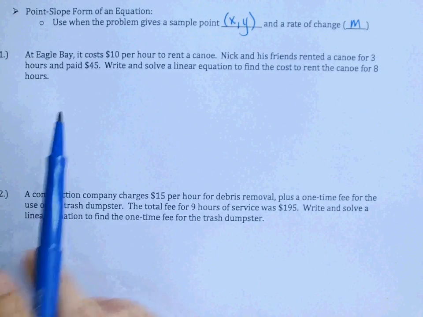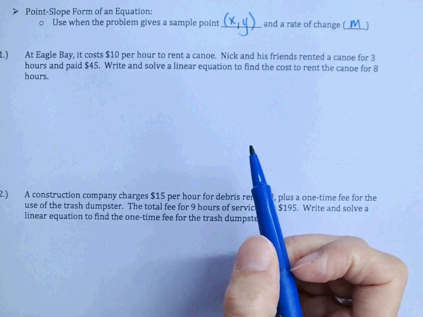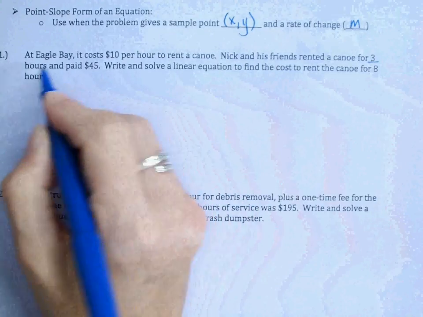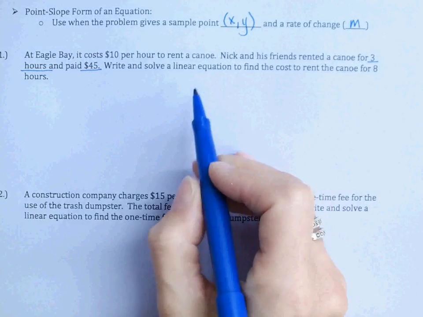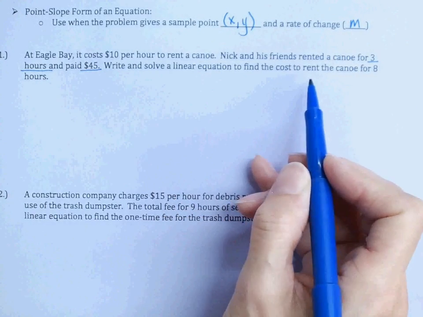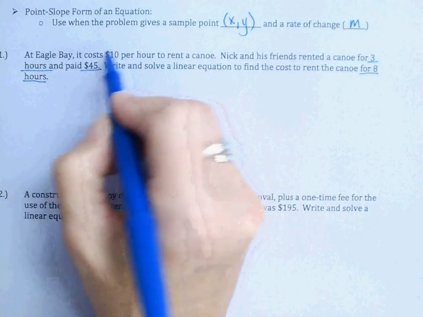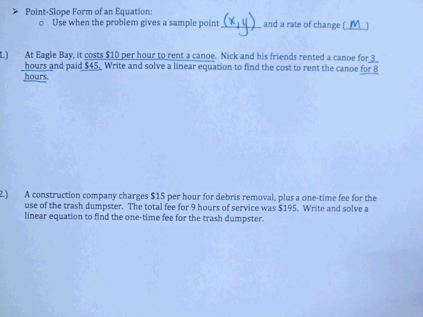At Eagle Bay, it costs $10 per hour to rent a canoe. Nick and his friends rented a canoe for 3 hours and paid $45. 3 hours, paid $45. That's important. Write and solve a linear equation to find the cost to rent the canoe for 8 hours. Okay, and real quick, it costs $10 per hour to rent a canoe.